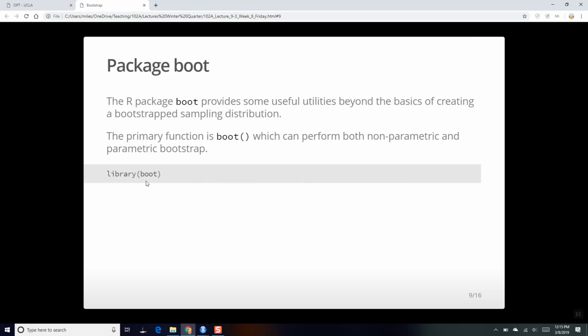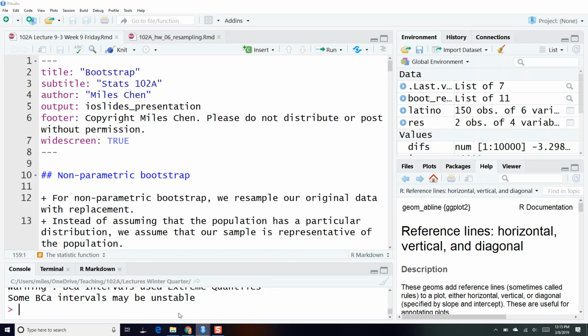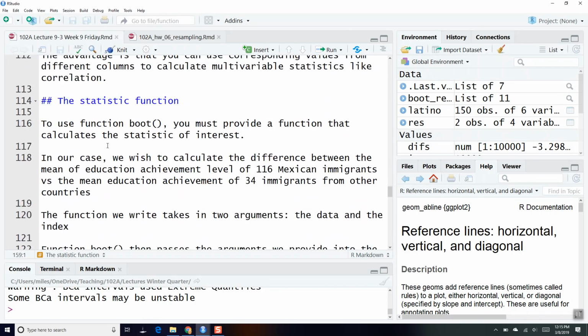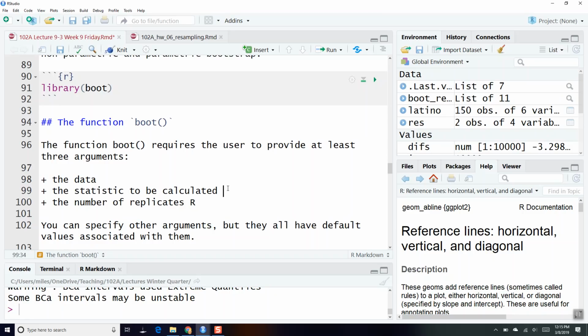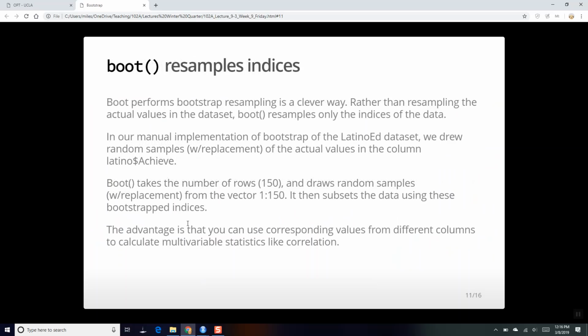But anyway, library boot has this primary function called boot, and there are three arguments you need to provide: the data that we are going to do bootstrap with, and then the statistic to be calculated, which is some kind of function that we have to define. And then the number of replicates, so usually like 5,000 or 10,000. There are other arguments, but they all have default values associated with them.